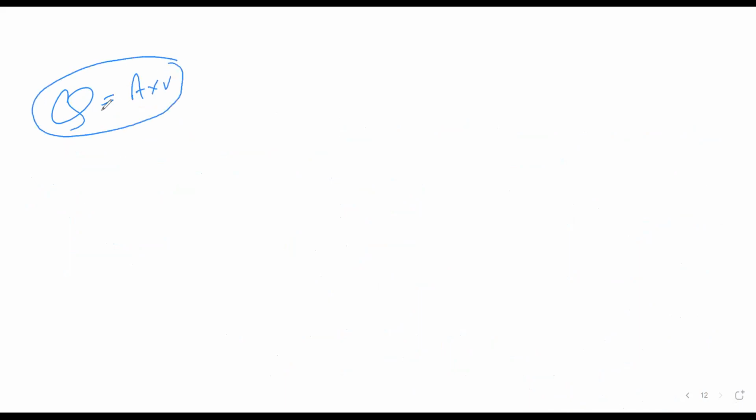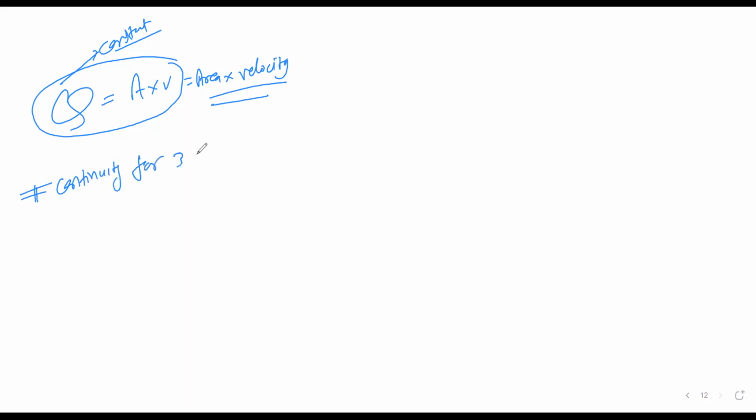Because कोई भी पाइप के थ्रू अगर फ्लूइड पार्टिकल डिस्चार्ज हो, वो amount of discharge हमेशा constant है. So we can write area into velocity must be equal to discharge. So ये है continuity equation for 1D. अगर हम बोलते हैं continuity equation for 3D क्या होगा? Continuity equation for 3-dimensional flow.